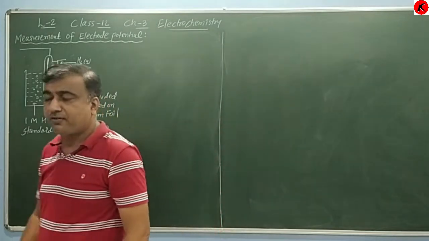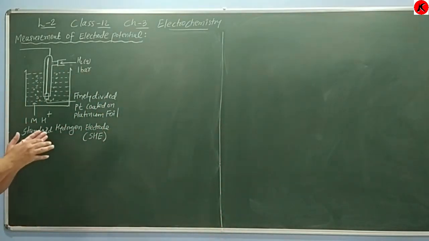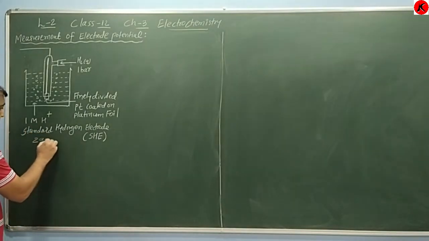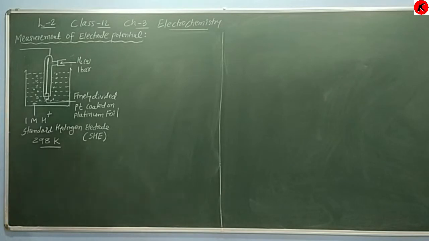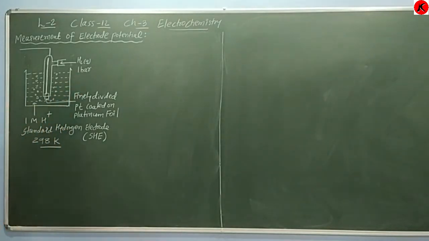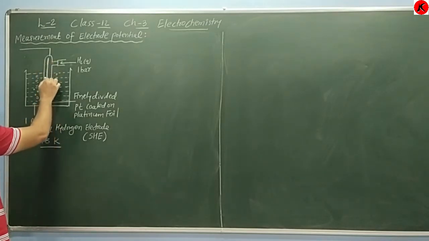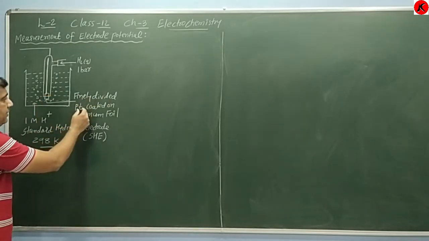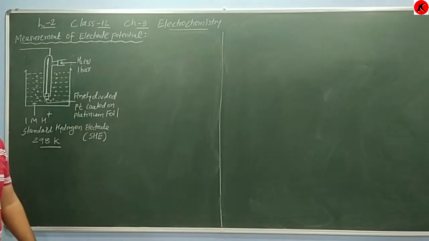Now what is the construction of this half cell? The construction is similar to other half cells. Here the electrolyte solution is H plus, and the concentration is 1 molar because it is a standard condition. The temperature is 298 Kelvin. Hydrogen gas is involved in the reaction, and the pressure is 1 bar because it is a standard condition. Now this is the platinum electrode, in which finely divided platinum is coated on platinum foil.